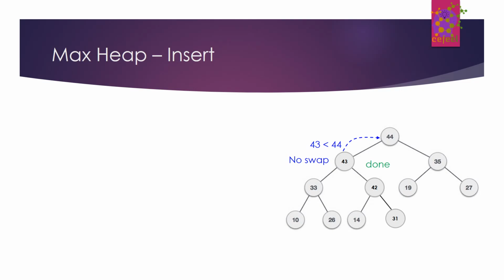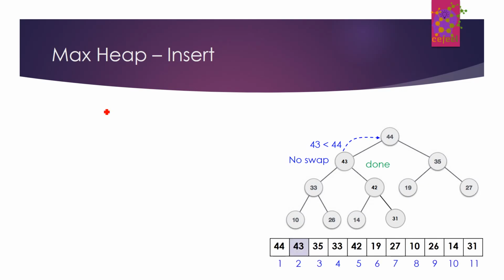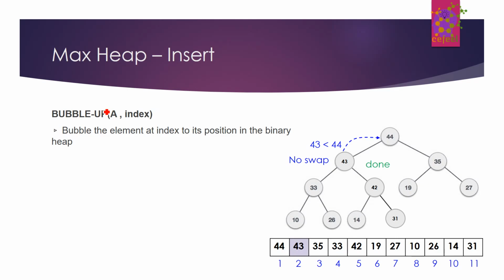So let's now see the bubble up algorithm in steps, and let's discuss it quickly. So here is how the tree looks in an array representation, and here is the bubble up algorithm or the bubble up procedure. So the bubble up procedure takes the array A and the index. The index is nothing but the index at which the new element was inserted. In this case it will be 11, because that is where the new node was inserted.